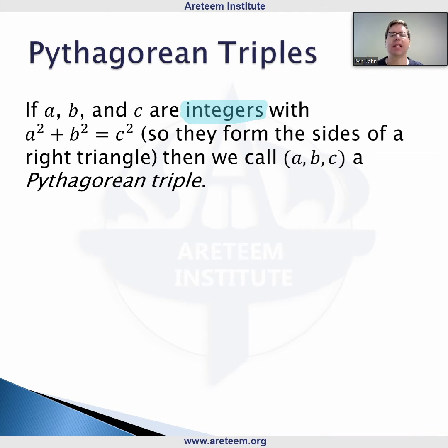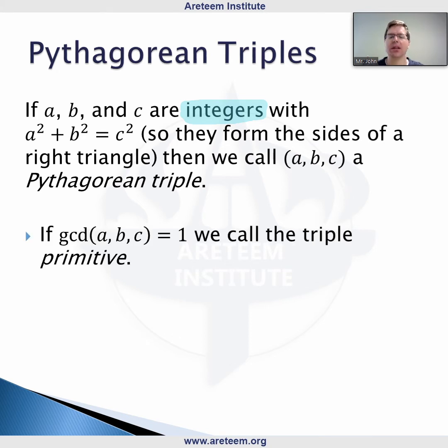So these are now the special cases where we're looking at integers. And in particular, a little bit more number theory: if the GCD of a, b, and c is 1, we call the triple primitive. This means they have no factors in common.